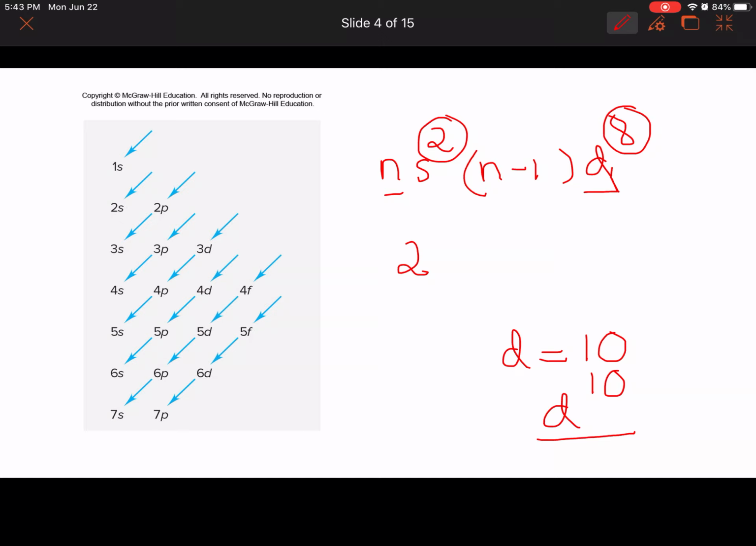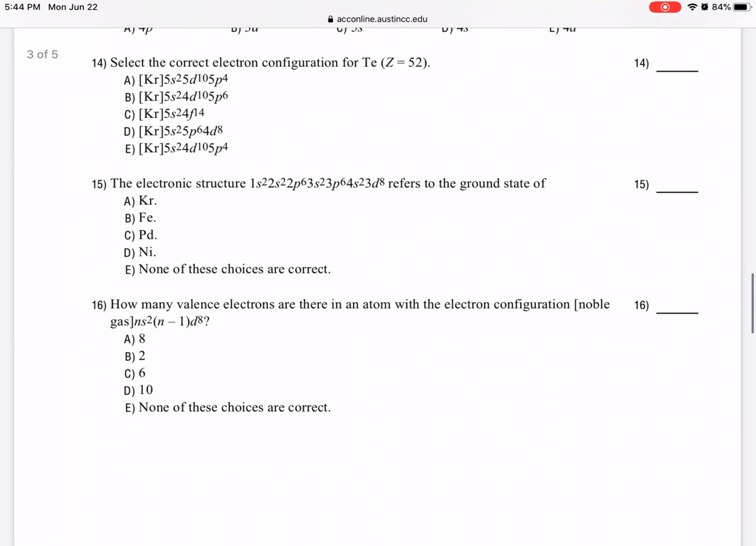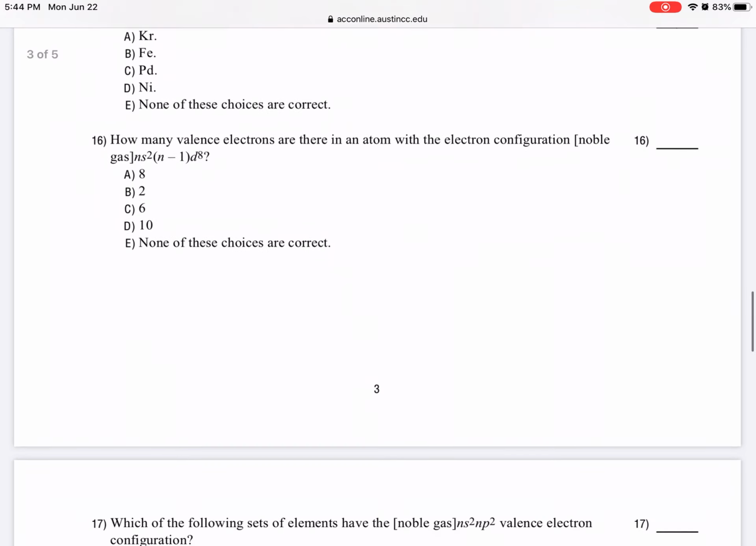But if it is a number less than 10, you would consider d as valence electrons, meaning the outermost electrons. So here the 8 electrons are less than 10. So 2 plus 8 is 10. So all of these ns2 and (n minus 1)d level electrons are considered valence electrons. So there are 10 valence electrons. Okay. So the correct answer for number 16 is 10.